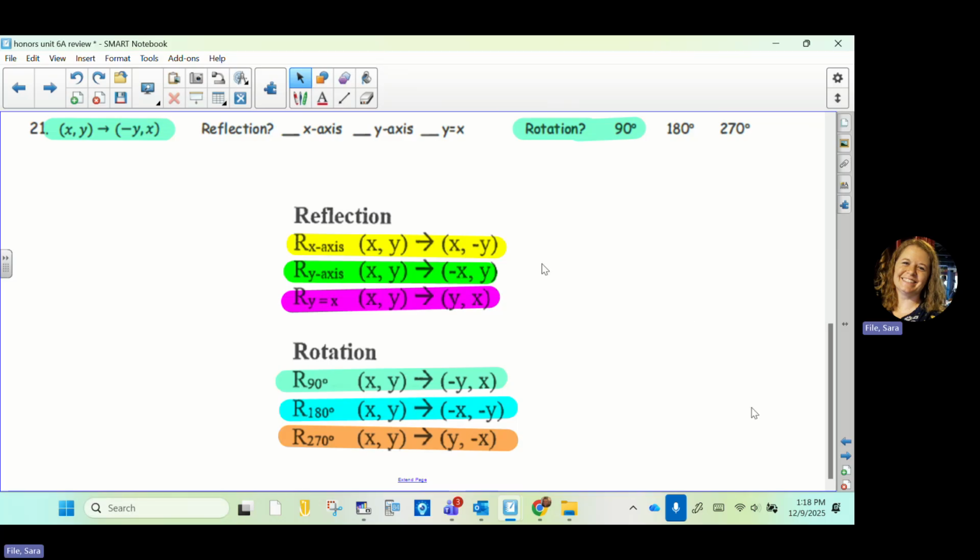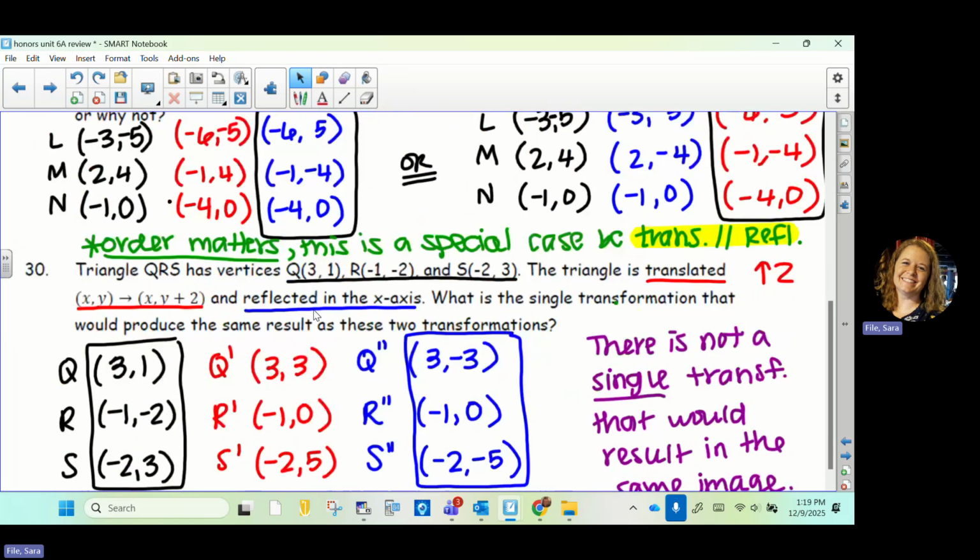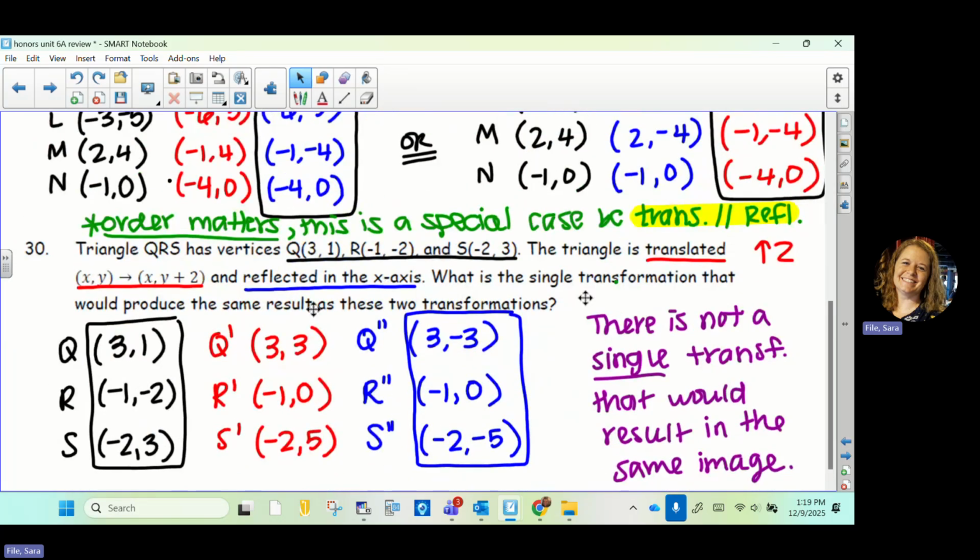Now look at your rotations. Is there a rotation rule where just both X and Y change signs? 180. Yeah. So rotating 180 results in the same image as reflecting over the X and the Y. So there are some instances where you could have a composite, a combination of two transformations, and you could find a singular transformation that would result in the same thing. So it is possible, but in this case there was not one.